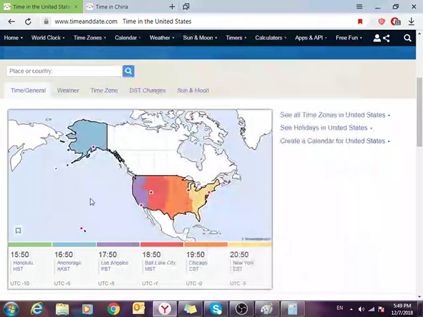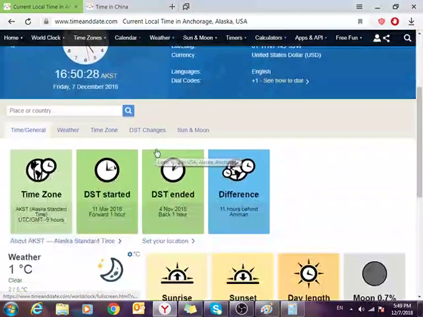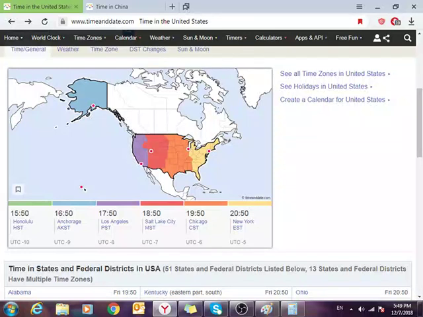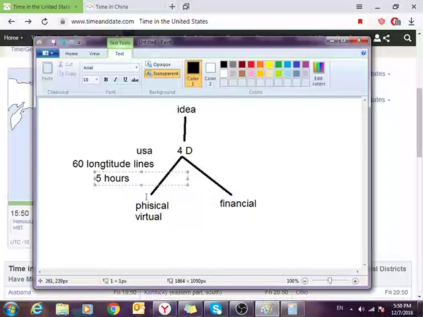Also Alaska, there's Alaska, right? I thought this is Canada. Anyway, here's LA and here's New York. From LA to New York, west to east, we have 3 hours. But this is the sea, the ocean. Mainly 5 to 3 hours.